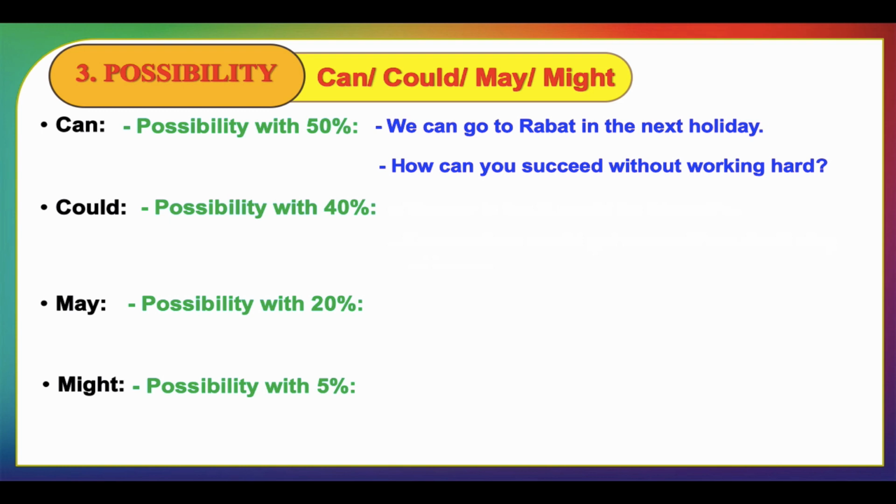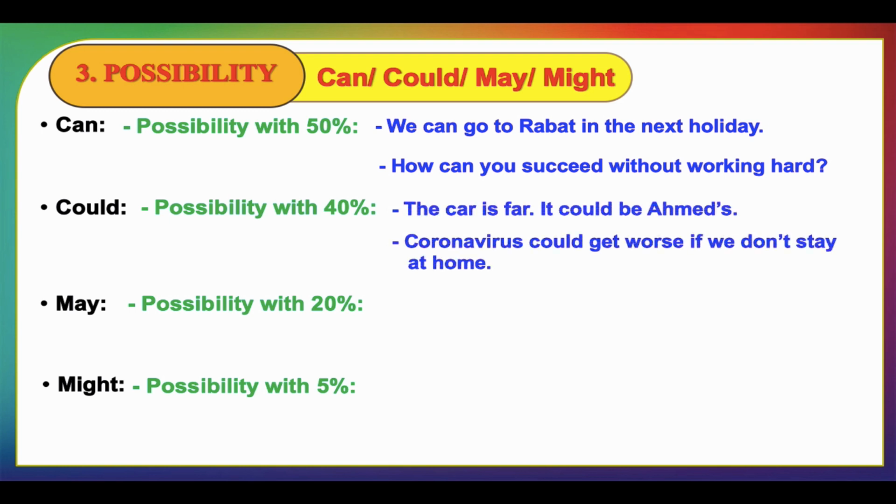Could is also used for possibility with 40%. Like, the car is far. It could be Ahmed's. For example, this car I cannot recognize. It could belong to Ahmed. Coronavirus could get worse if we don't stay at home. So this is a situation that could happen in the whole world if people in general cannot stay at home.